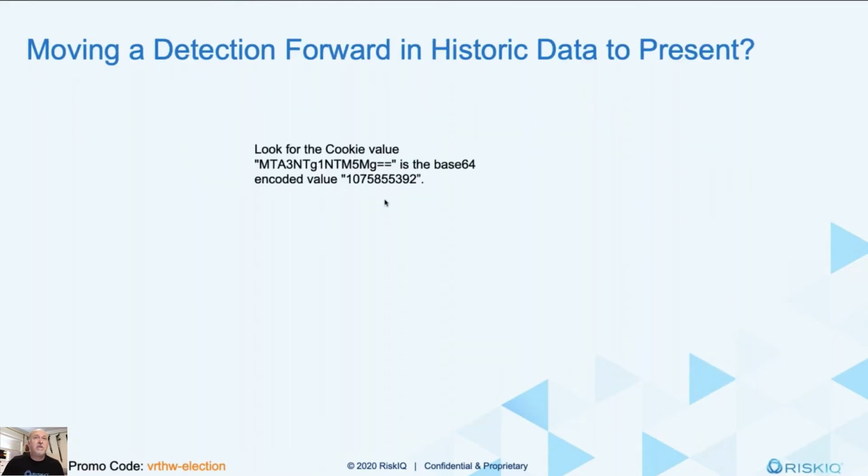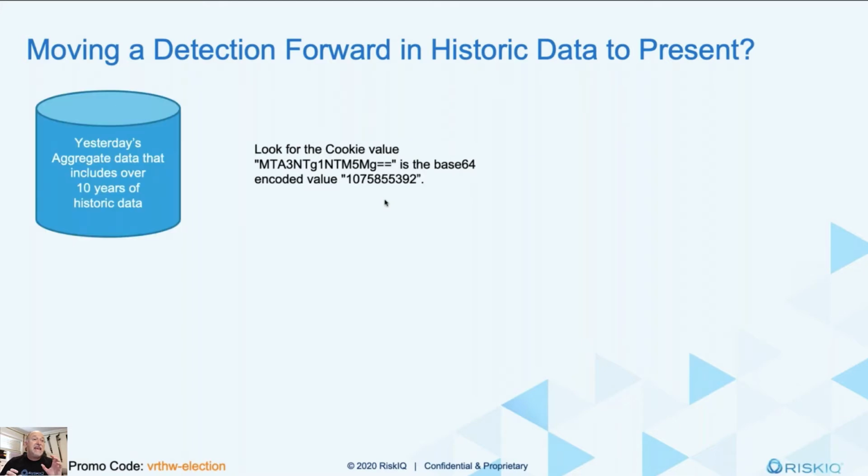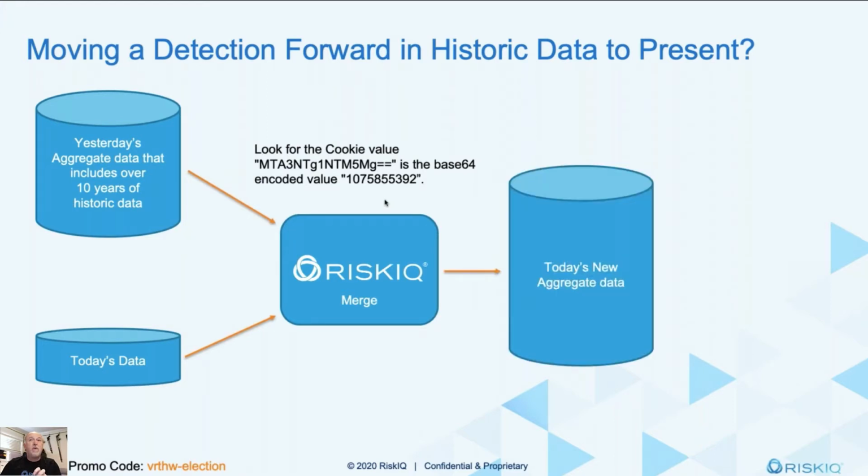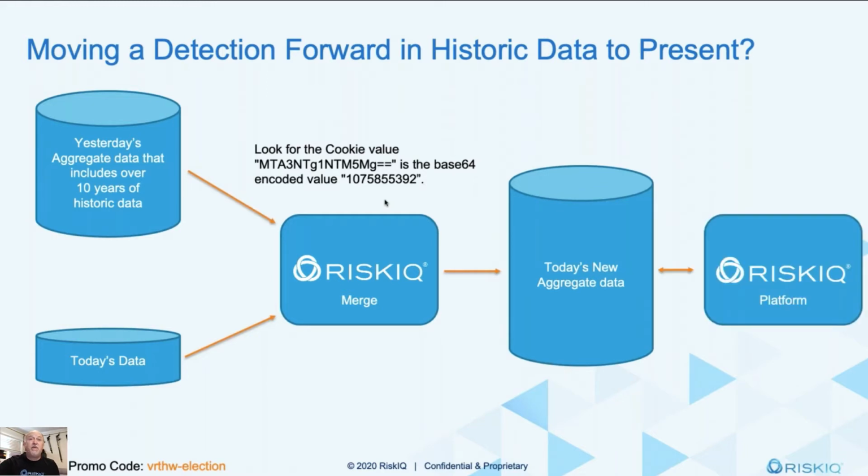And so what happens is we can take a value. Let's say there was a cookie and that cookie had an embedded base 64 encoded value. We can say, okay, I want to pull out these values and convert them from base 64 to regular. So I can take yesterday's data and all the data that we collected today, and we merge it together every day. When we merge it together, we can have those data scientists go through and say, pull this out, I want you to grab this. And that becomes today's aggregate data that the platform uses.